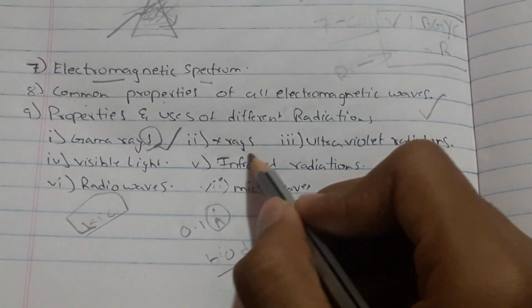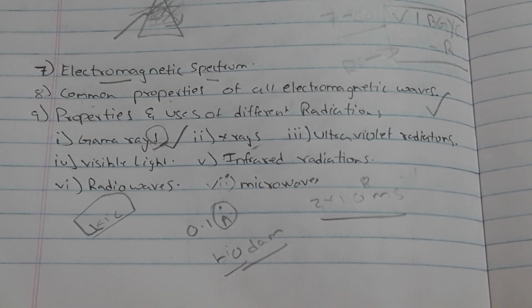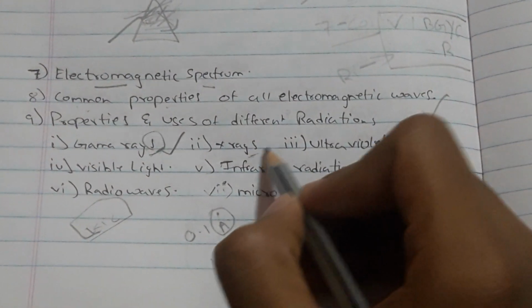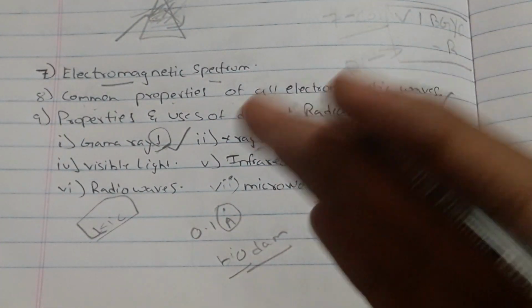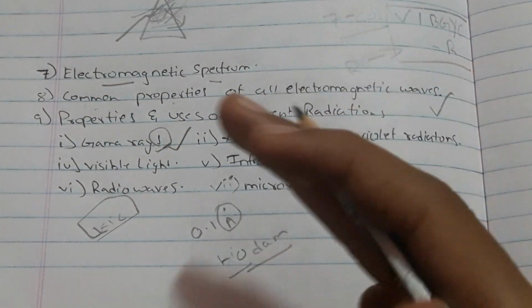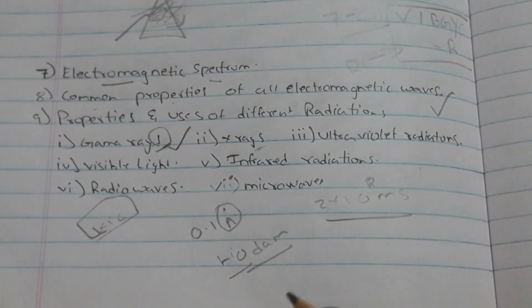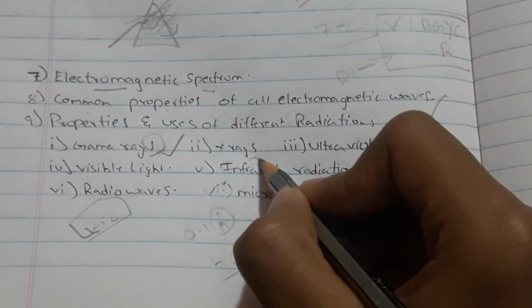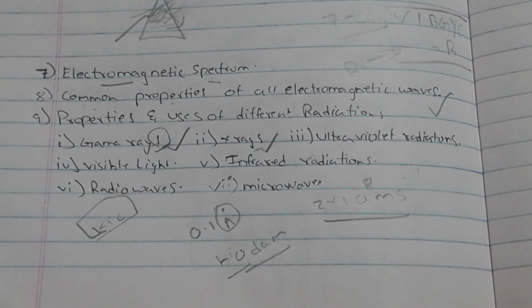Now moving to the second one, X-rays. What are X-rays? X-rays are obtained from a heavy metal target of a high melting point when it is bombarded by highly energetic electrons. Now moving to the properties of X-rays. X-rays can penetrate through human flesh but are stopped by the bones. That is about X-ray properties.